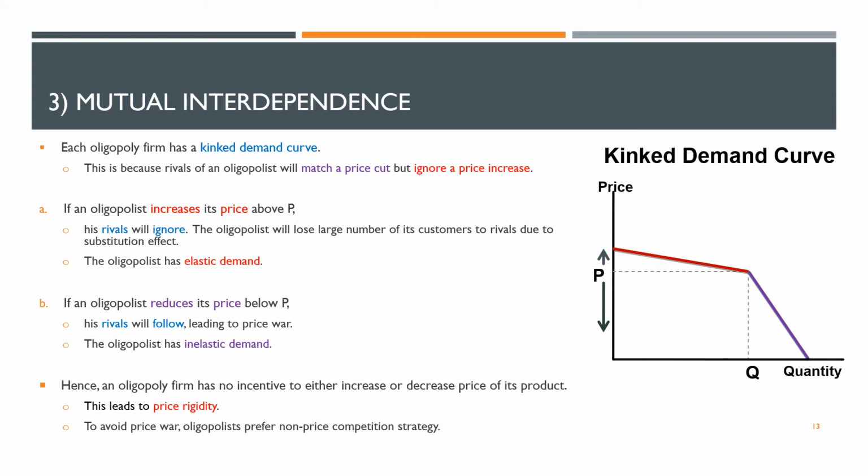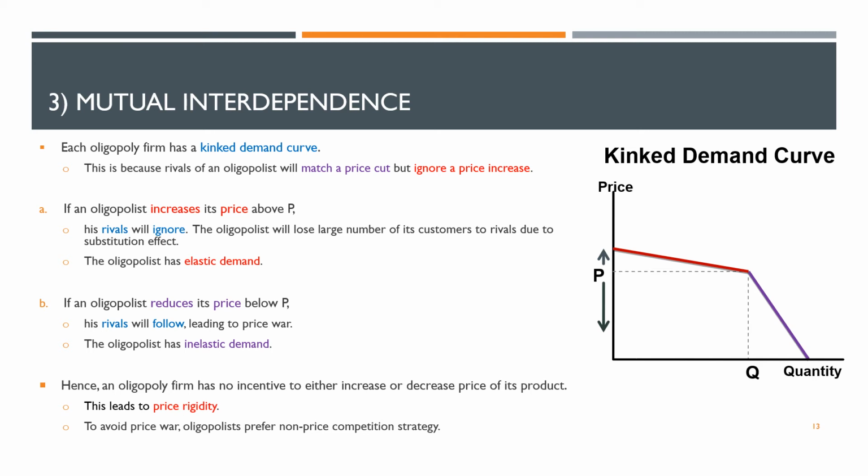Each oligopoly firm has a kinked demand curve. This is because rivals of an oligopoly will match a price cut but ignore a price increase. By referring to the attached diagram, if an oligopoly increases its price above P, its rivals will ignore it. The oligopoly will lose a large number of its customers to rivals due to the substitution effect. Therefore, the oligopoly has elastic demand. On the other hand, if an oligopoly reduces its price below P, its rivals will follow, leading to a price war. Therefore, the oligopoly has inelastic demand.